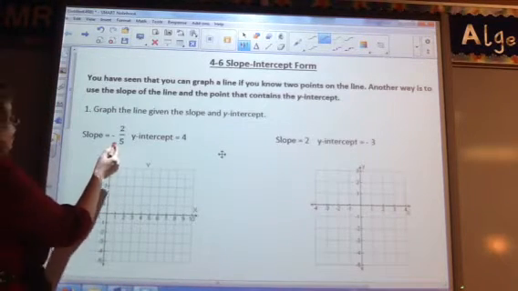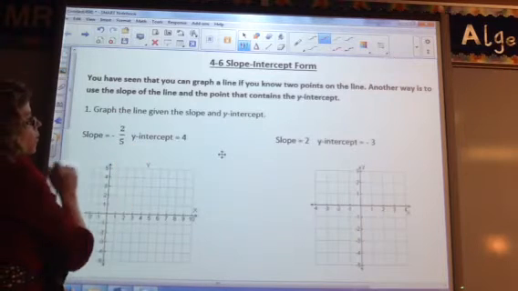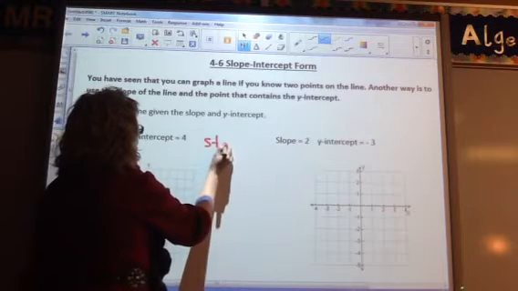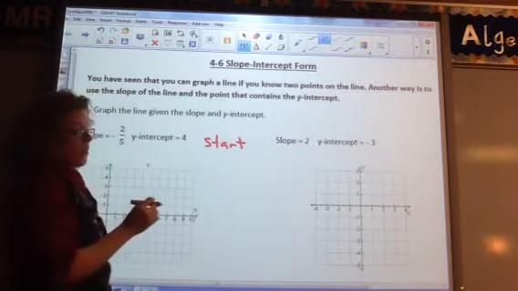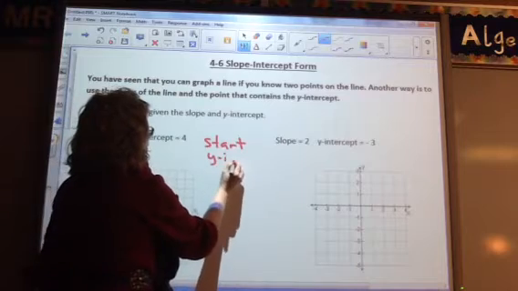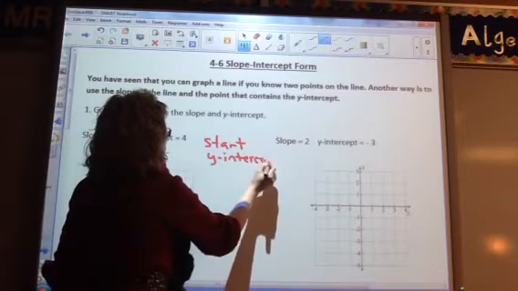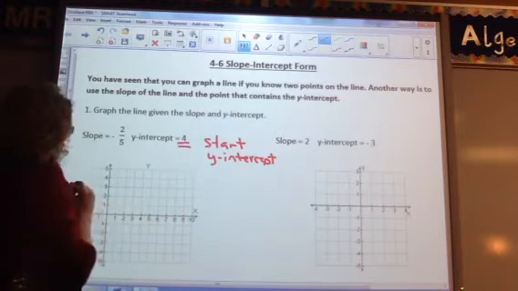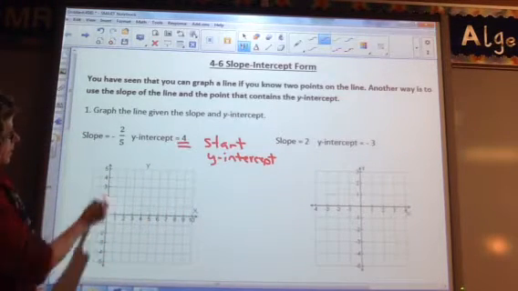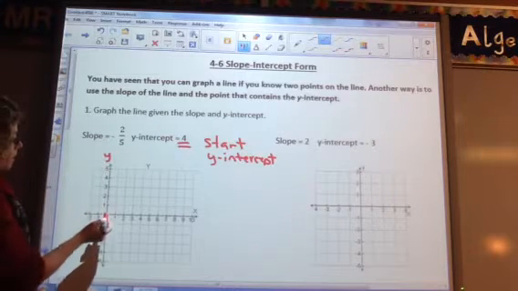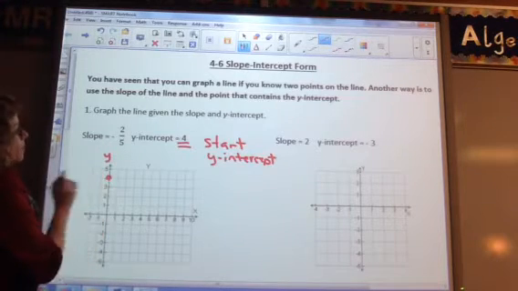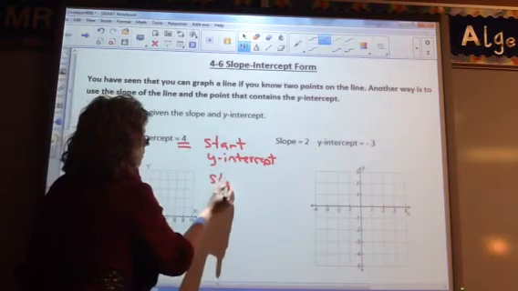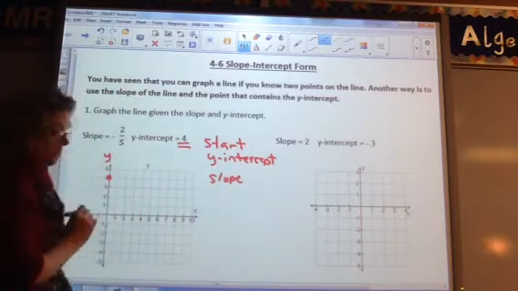So, we have a slope of -2/5 and a y-intercept of 4 here. When you graph a line, you always want to start with your y-intercept as your first point. So if our y-intercept is +4 on the y-axis, we need to make our first point on the y-axis at +4. And then from that point, we can graph our slope.